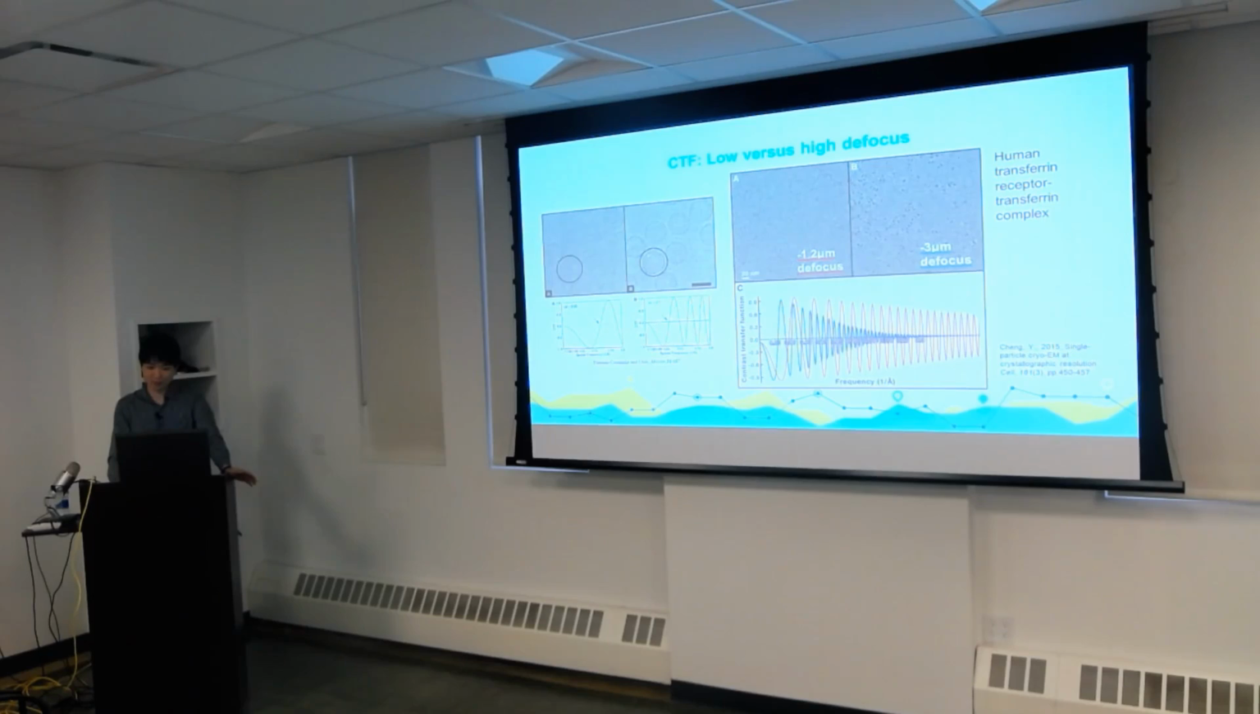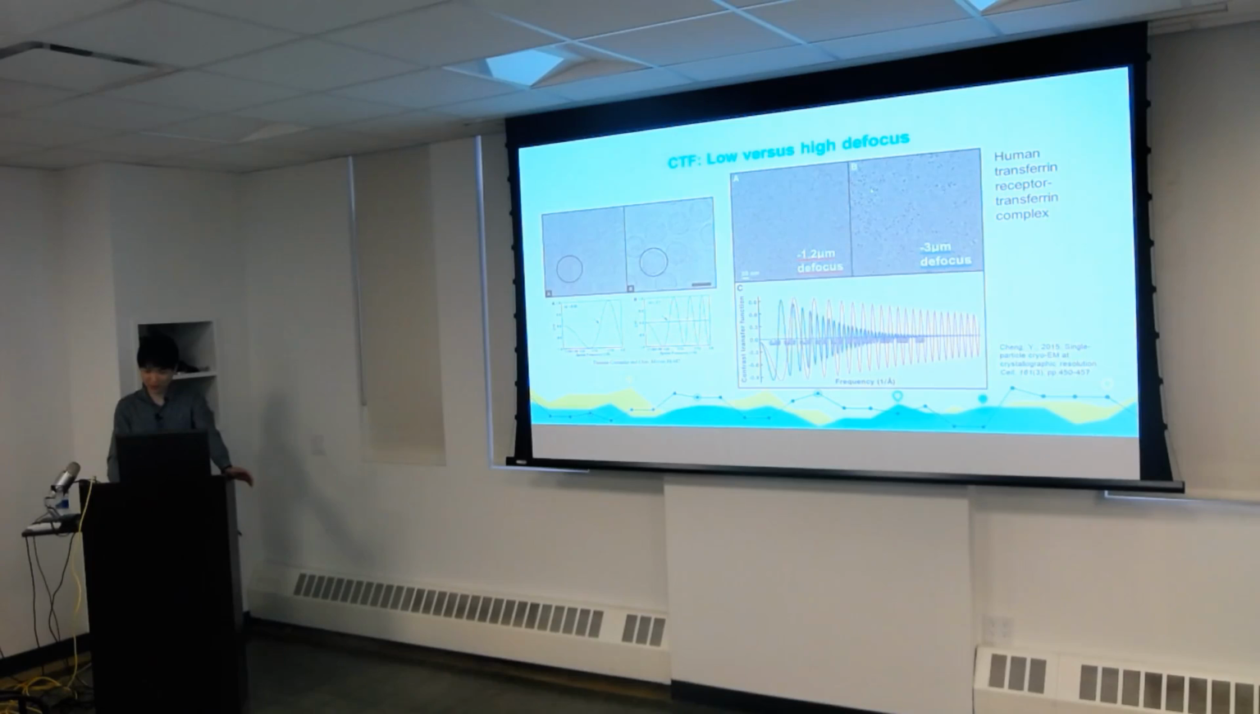But of course, it comes at a cost because there's a scrambling of higher spatial frequency information, which I'll touch on afterwards. This other thing is also the same thing that Grant Jensen mentions. This is from Ifan's paper. You can see close to focus, you can hardly see the particles that are here. And then when you go a bit further from focus, you actually see them much nicer, these black particles.